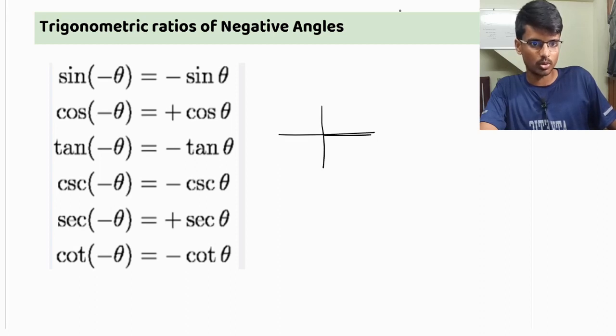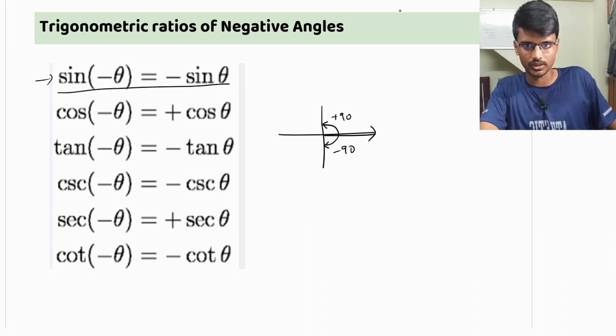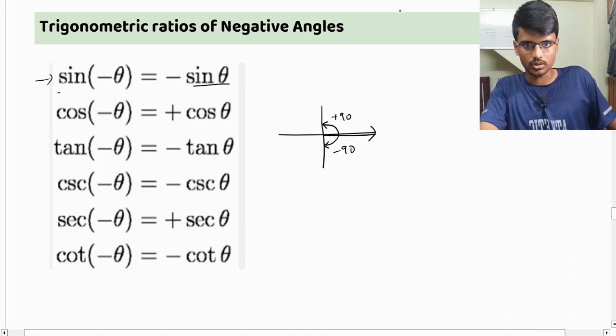So if this is our positive x direction, and I am moving in the clockwise direction, this will count as negative. Okay, this is minus 90 degrees. If I am moving in the anti-clockwise direction, this will be counted as plus 90. Okay, so trigonometric functions will change. So sin of minus theta is equal to minus sin theta. Okay, very important. So cos of minus theta is equal to cos theta.